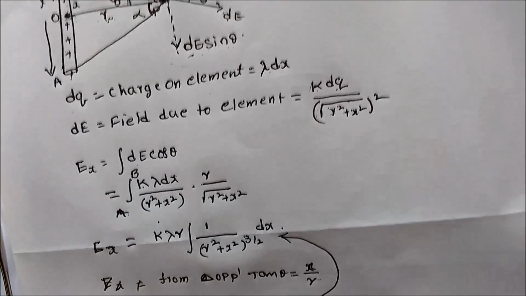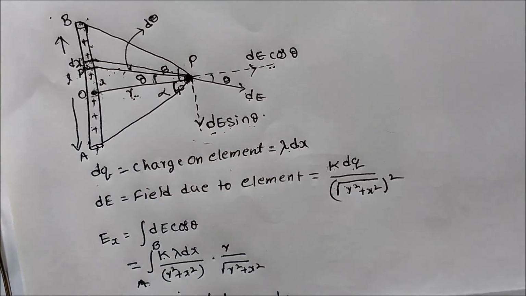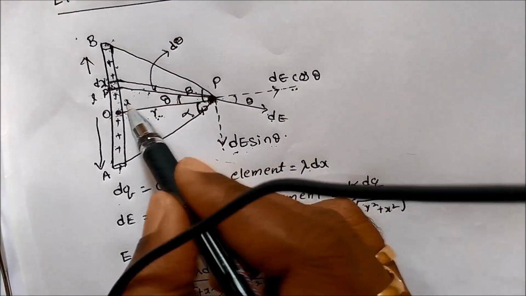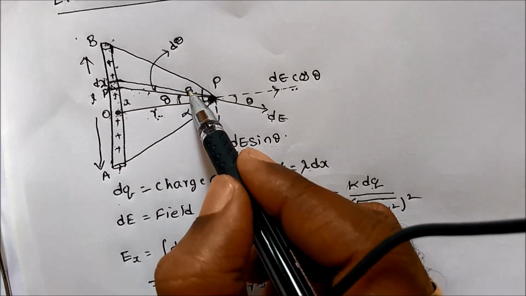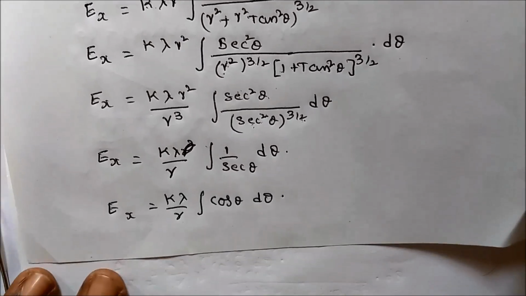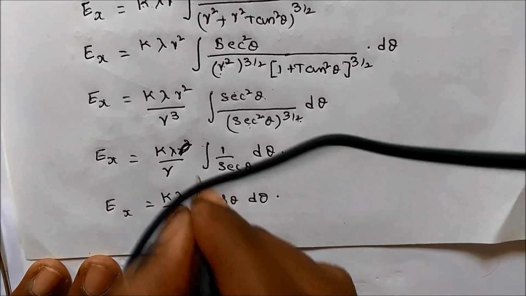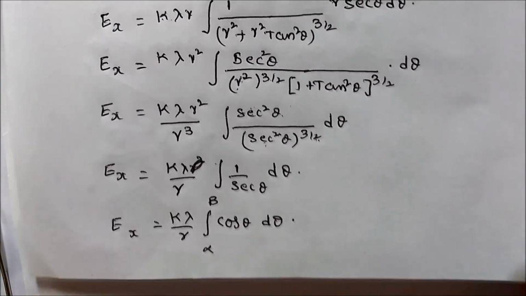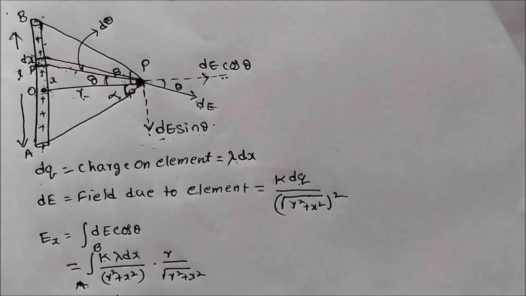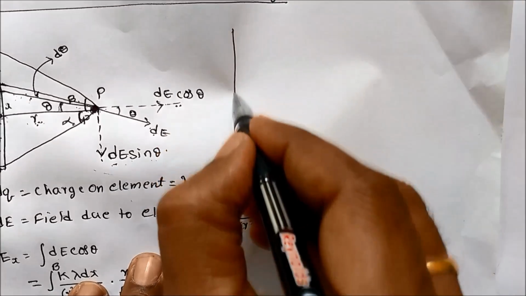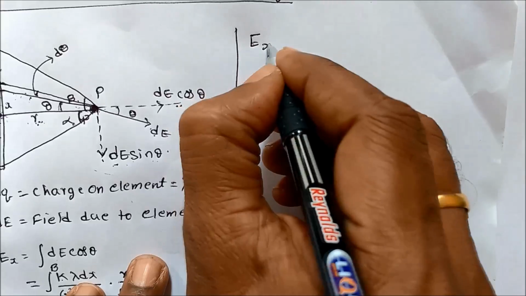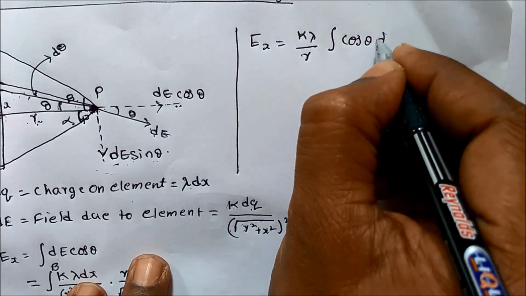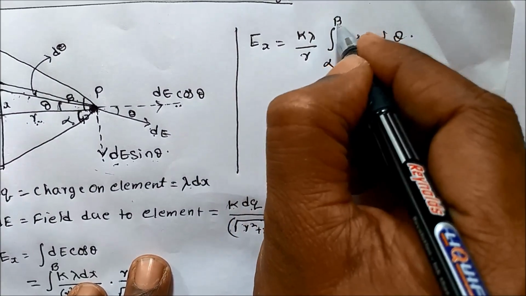Now I am doing the integration from where to where? From the A end to the B end. We are doing the integration with respect to theta at last. The A end is at an angle alpha with the reference line, and the B end is at an angle beta with the reference line. So our limits are from alpha to beta. I am rewriting that equation once again: Ex we got as k lambda by r, integral of cos theta d theta from alpha to beta.